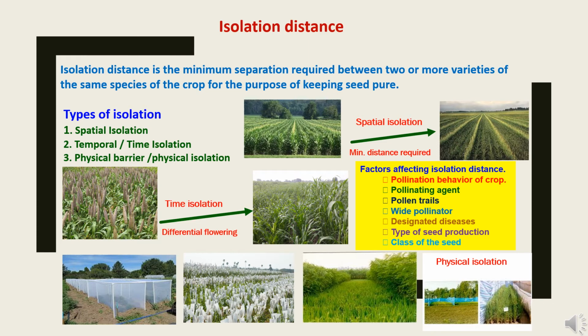There are three types of isolation. First one is spatial isolation. Second is temporal isolation or time isolation. And third is physical or barrier isolation.